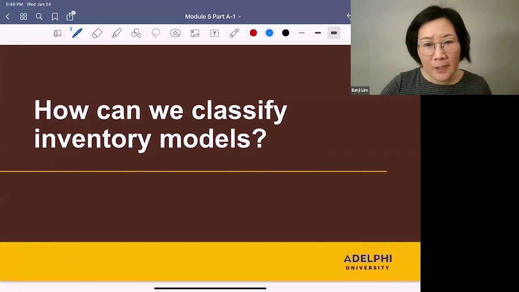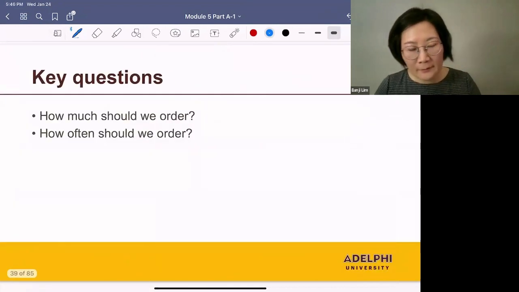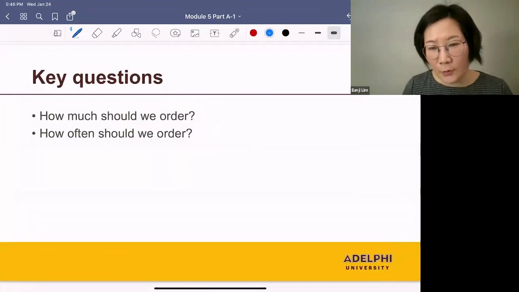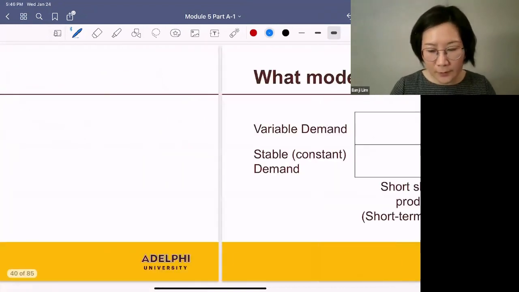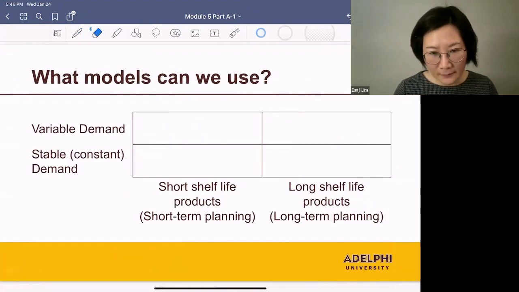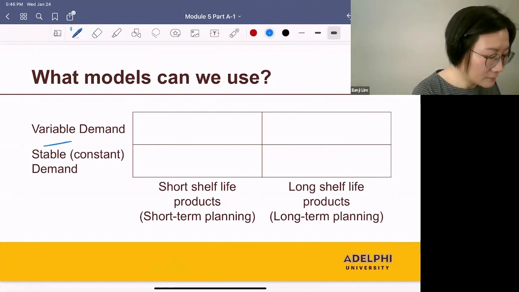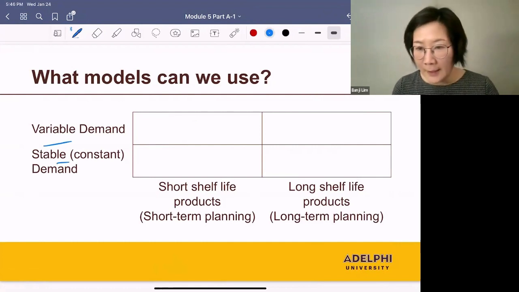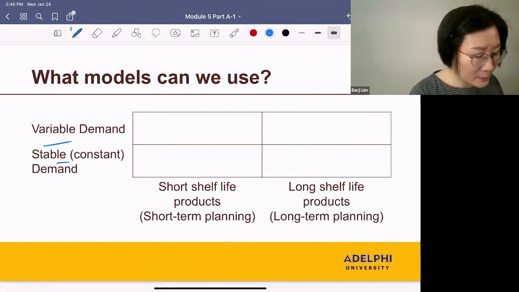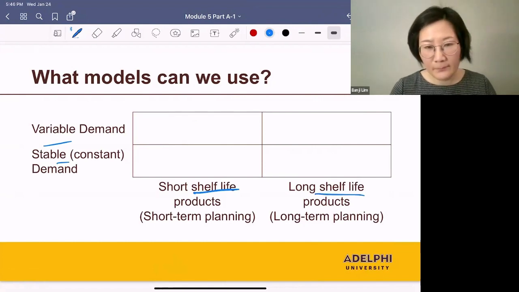How can we classify inventory models? The two key questions we have are how much should you order and how often should you order? To answer these, we can use inventory models. We can classify them depending on whether demand is variable or stable and whether we are selling short shelf life products or long shelf life products.